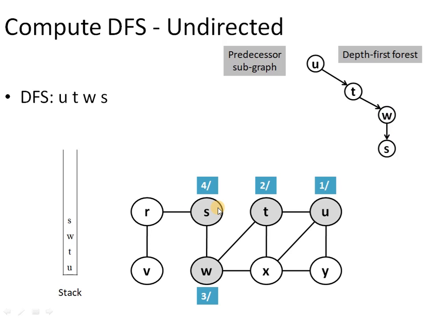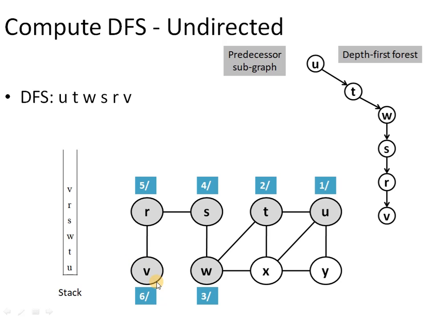Then from S, we can go to R and W. W is already explored, so we have only a single option, that is R. So increase the timestamp by 1. We will get 5. So at 5, we have discovered R. Add it to DFS, push it onto the stack and update the depth first forest by adding R as a child of S. From R, there is only a single undiscovered vertex, that is V.